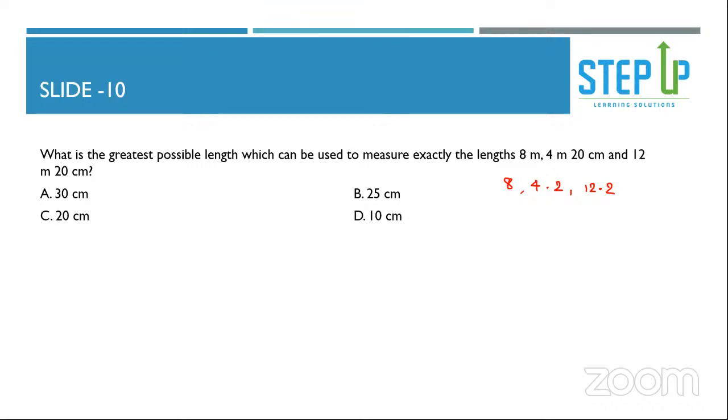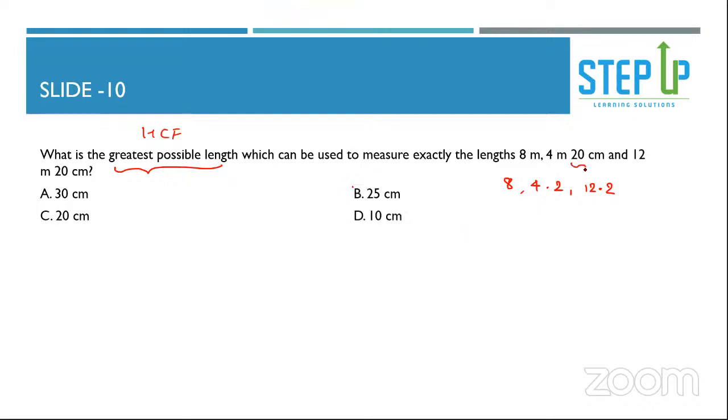So greatest possible length is nothing but highest common factor. All right. So yeah, we'll take HCF. So what would be the answer? Can 25 be the answer?